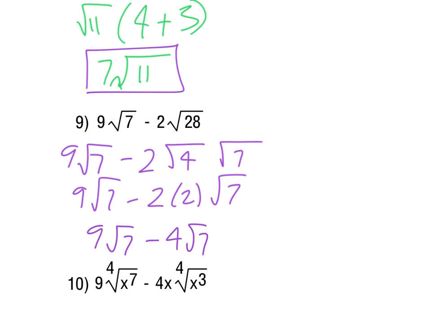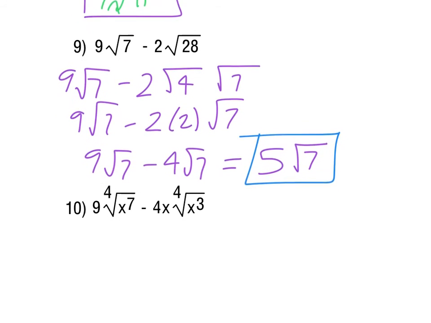And then we see we actually have 9 square roots of 7 minus 4 square roots of 7. Just combining those, 9 minus 4 gives us 5. So we have 5 square roots of 7. That's what we end up with for number 9.